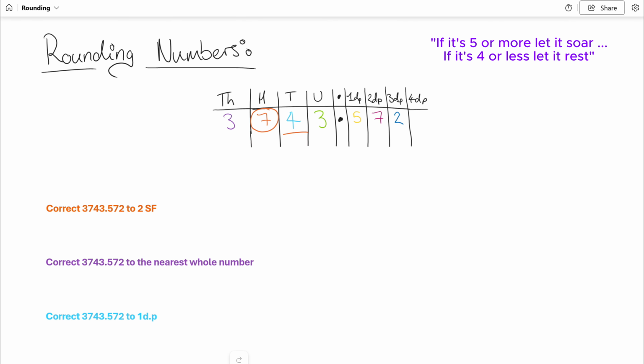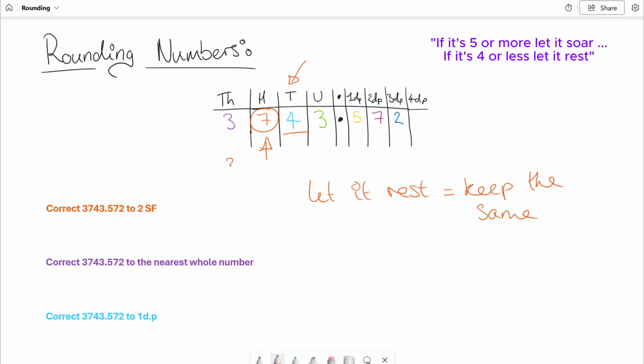So we look at this number. It's going to tell us if we need to round up or keep it the same. And the number we circled is going to be the number we actually round up or keep the same. So if it's 5 or more, let it soar. Is this number 5? No. So if it's 4 or less, we're going to let it rest. And it is 4, so we're going to let it rest. So we're going to keep 7 the same.